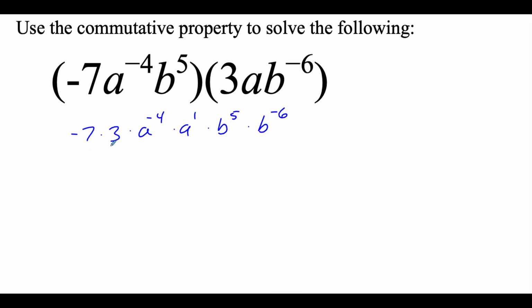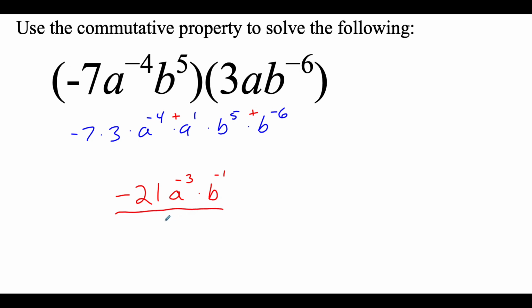Now dealing with those numbers, negative 7 times 3 is negative 21. If I look at those a's and adding those powers together, negative 4 plus 1 gives me a to the negative 3rd power. And then if I look at those b's, b to the 5th times b to the negative 6, if I add those exponents together, I get b to the negative 1st power. So we have negative 21, a to the negative 3rd, and b to the negative 1st.